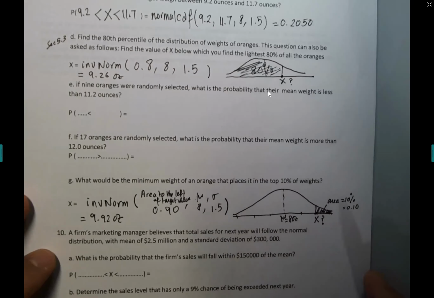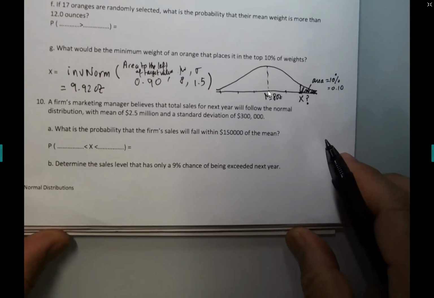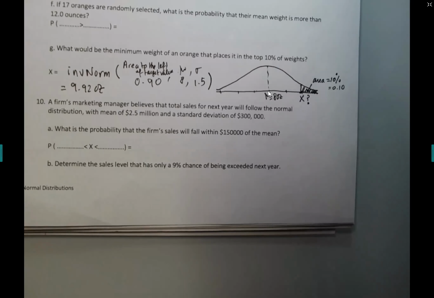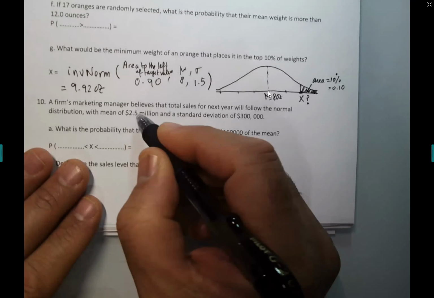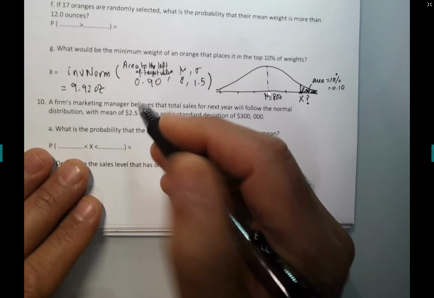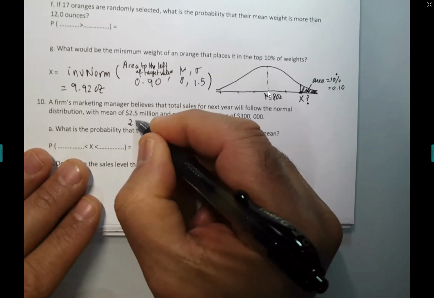All right. Number 10. We can do that without section 5.4. A firm's marketing manager believes that the total sales for next year will follow the normal distribution with the mean of 2.5 million and a standard deviation of 300,000. First of all, guys, let's learn how to write the 2.5 million. So it's 2,500,000. So it's going to be written like this.